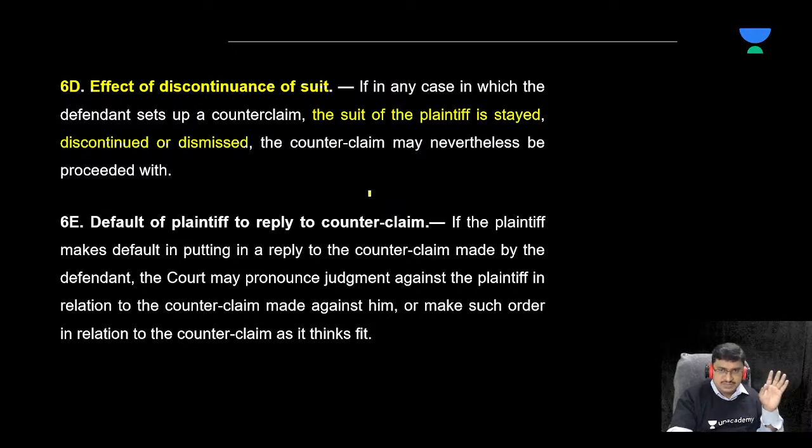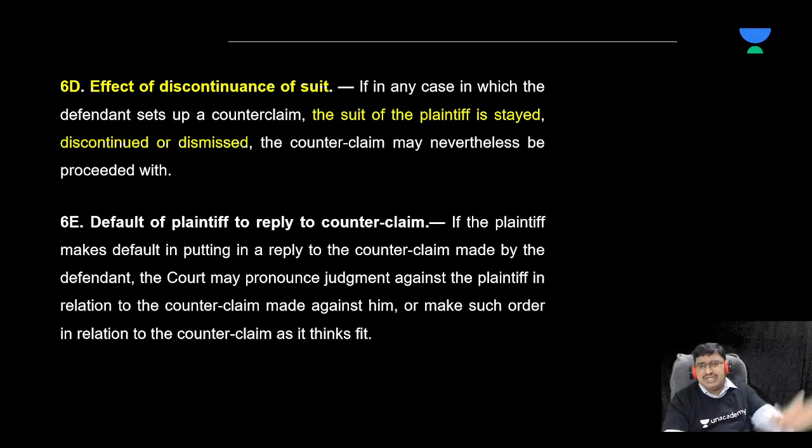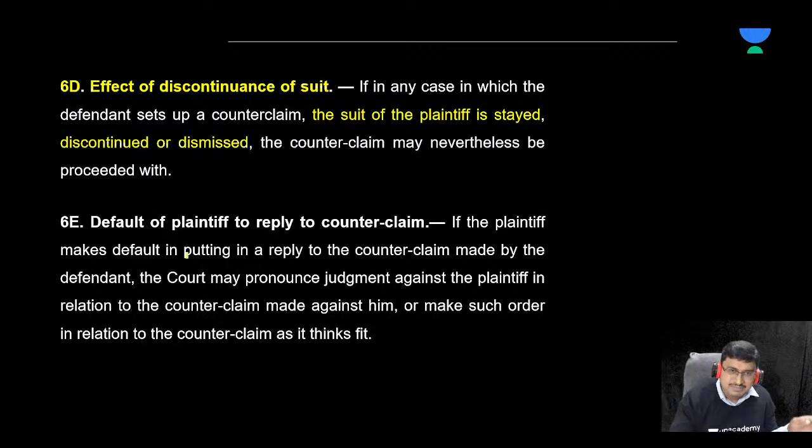This is one rule. Even though the plaintiff's suit is discontinued, counterclaim may be proceeded with. It is a separate suit. It is a separate proceeding. Once the suit of the plaintiff is dismissed, counterclaim may be proceeded with. Even if the plaintiff's suit is dismissed for default, counterclaim shall be proceeded with in accordance with the rules. Therefore, counterclaim is a separate suit, friends. It is a cross suit. It has a separate claim.